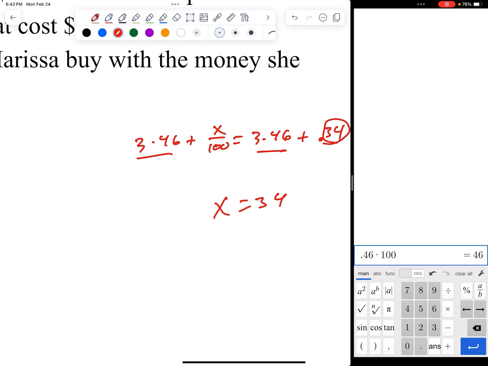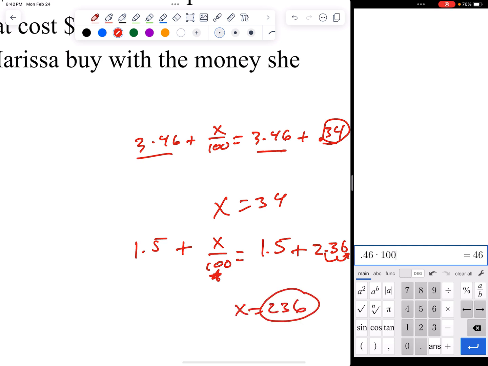And the other trick is, well, what if I do 1.5 plus x over 100 equals 1.5 plus 2.36? Well, again, I multiply by 100 because of that right here. So if I move it over, that's going to give me x equals 236. And that's your little shortcut if we do a bunch of these, right?